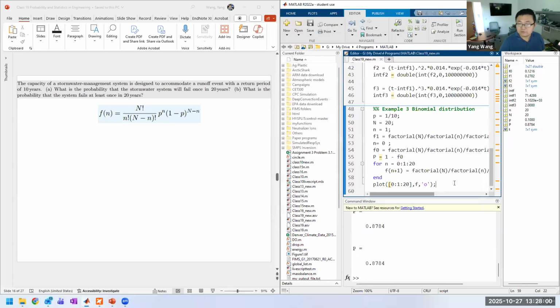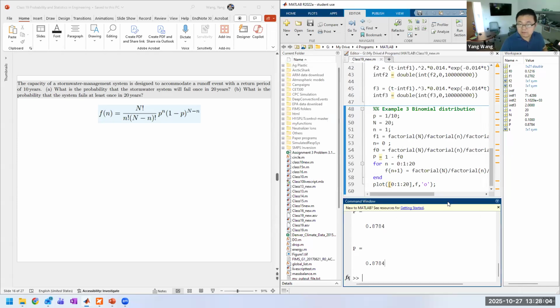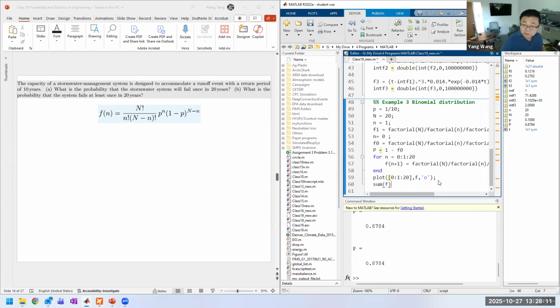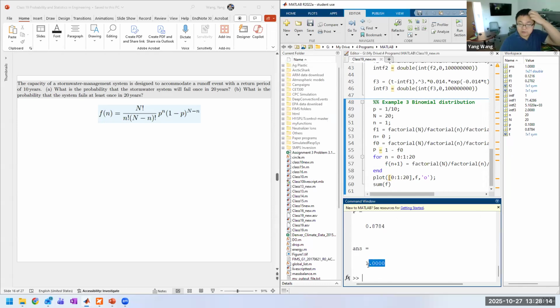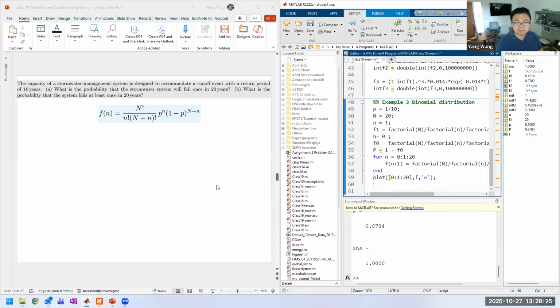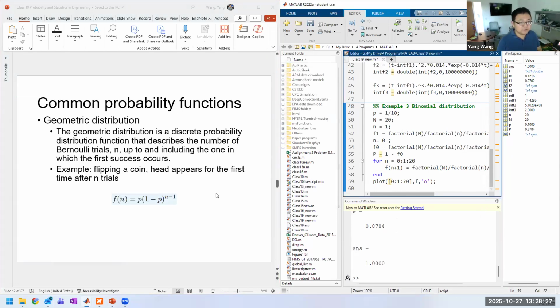And the other thing we can test is that now we have the F, which is the probability, right? So what about the summation of F? So you can do a summation of F, right? It's 1. It's 100%, right? So this is the binomial distribution. Basically, the summation of all of these probabilities from 0 to 20 is going to be 1, right? 100%. Okay, so this is the binomial distribution. Another distribution people commonly consider is a geometric distribution.